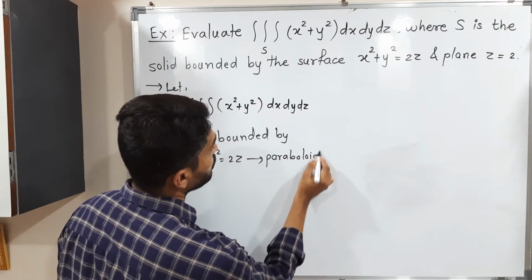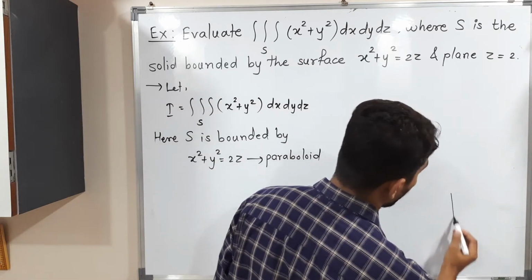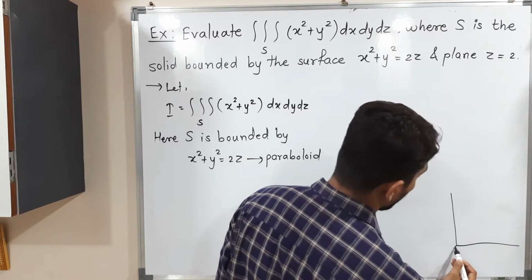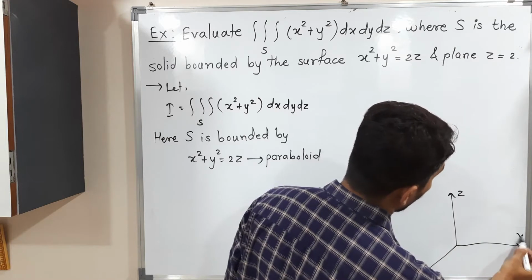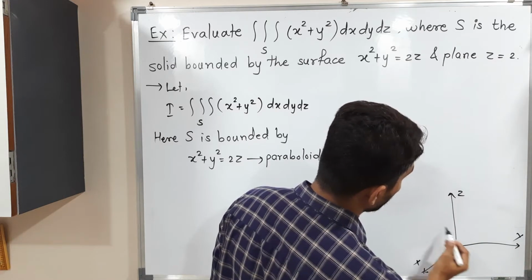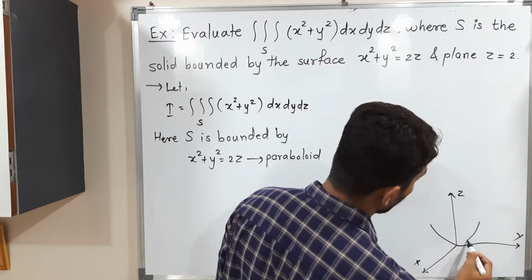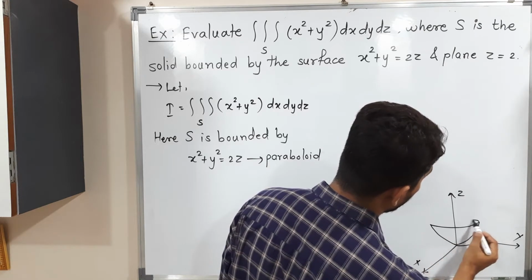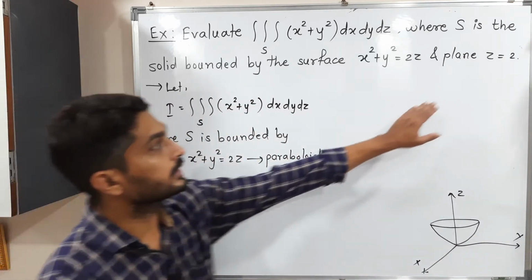I will draw the diagram simultaneously here. So I will show the z axis, y axis, and this one is the x axis. This is a paraboloid which rotates about the z axis. So the paraboloid will be like this. Let us go for the next surface.